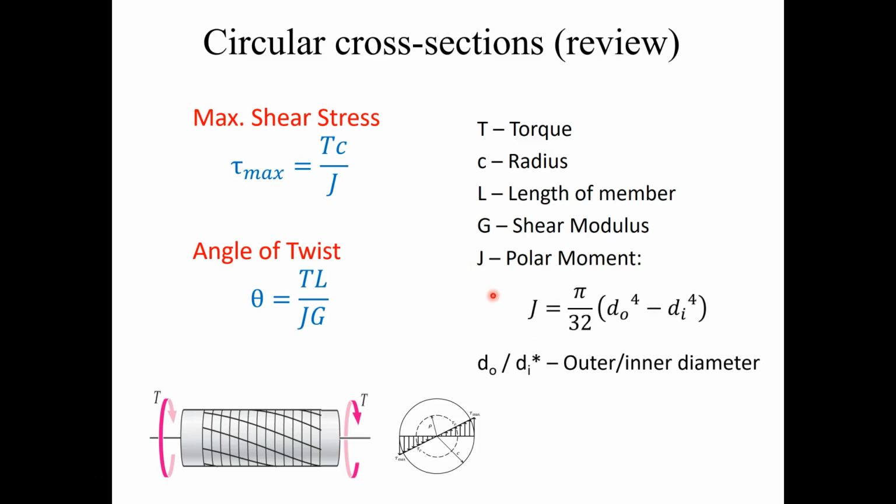The polar moment of inertia for a circular section is pi over 32 multiplied by the outside diameter to the fourth power minus the inside diameter to the fourth power. And for a solid circular section, we see that the inside diameter is just equal to 0. So J is equal to pi over 32 times d to the fourth power.